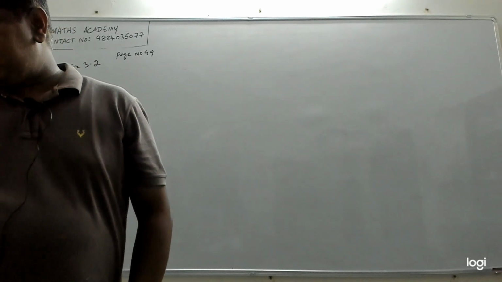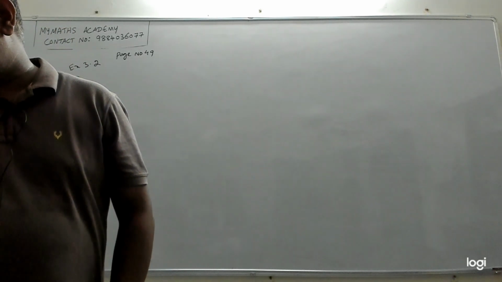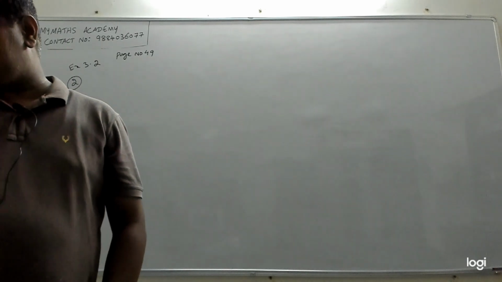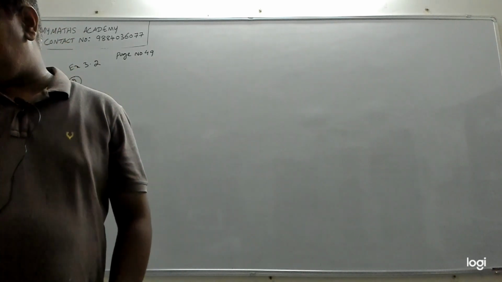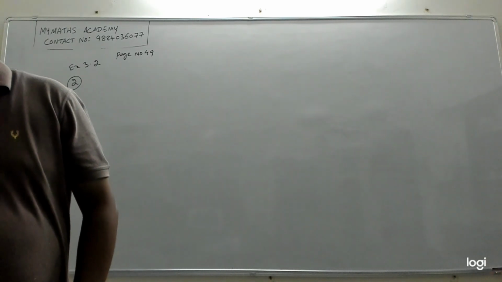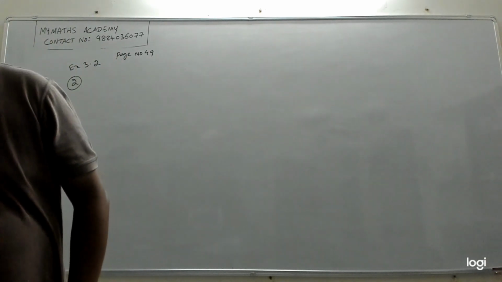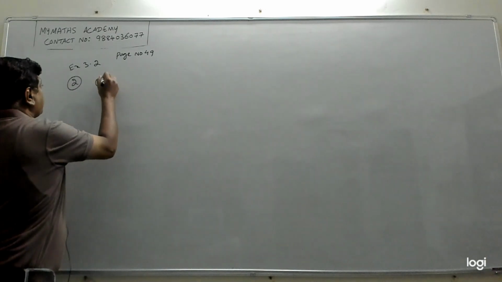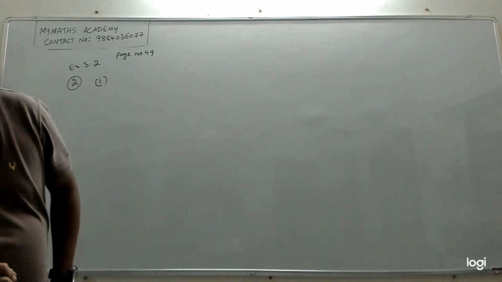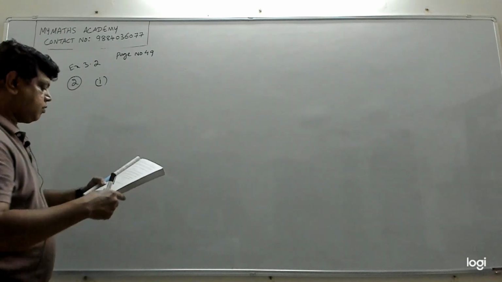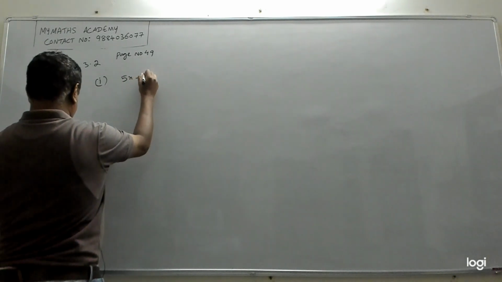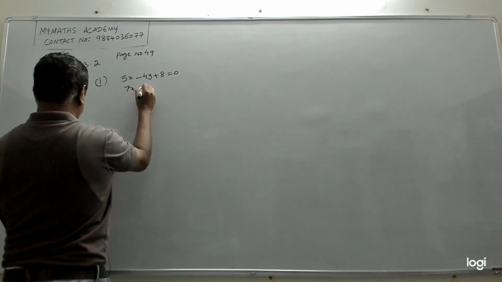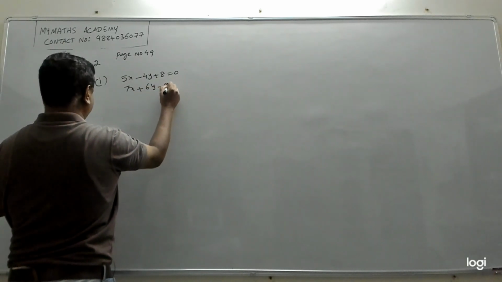The second problem is on comparing the ratios a1 by a2, b1 by b2, c1 by c2. Find out whether the lines representing the following pairs of linear equations intersect at a point, or are parallel, or coincident. They have given a pair of linear equations in two variables. I am doing the first one, which is 5x minus 4y plus 8 equal to 0, and the second equation is 7x plus 6y minus 9 equal to 0.